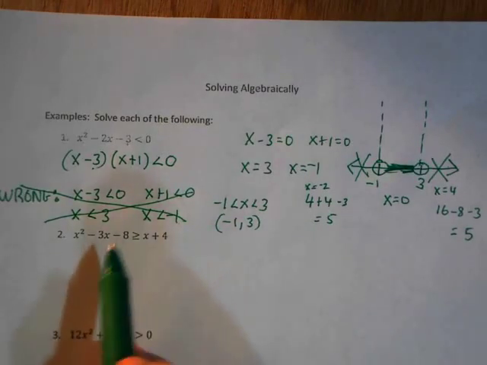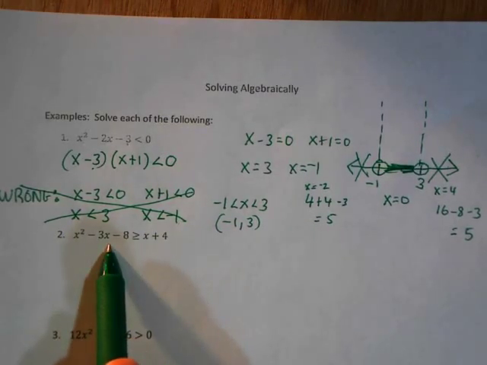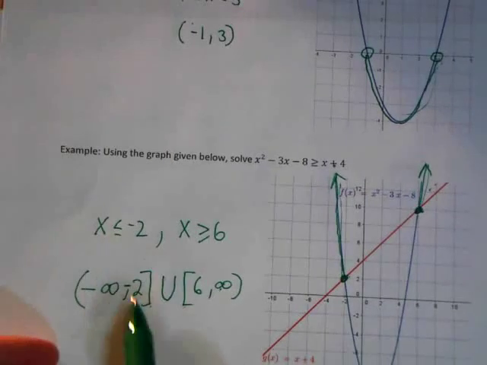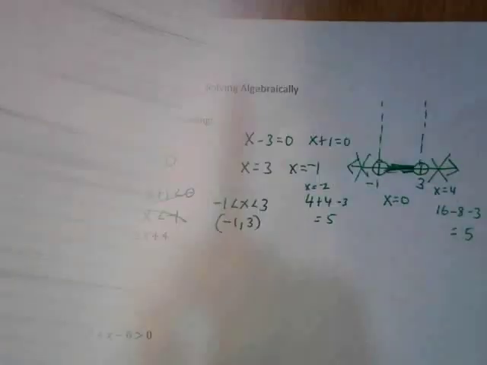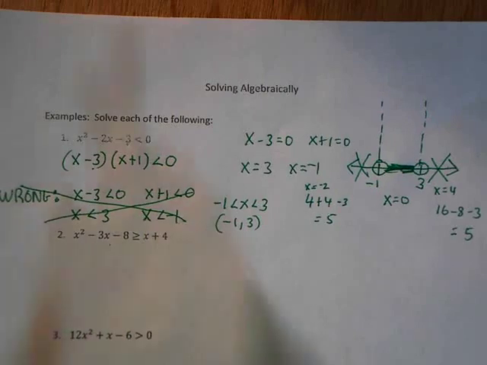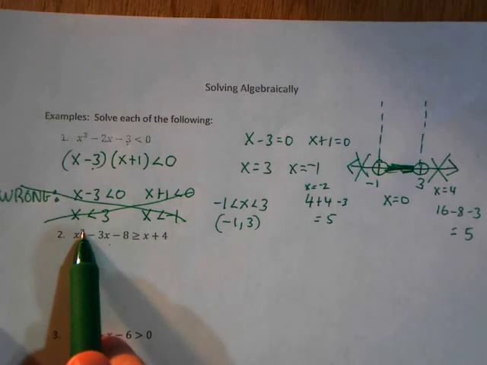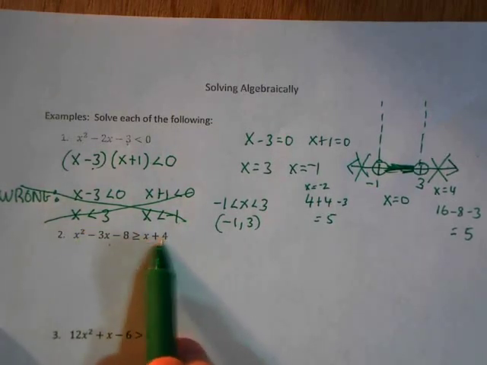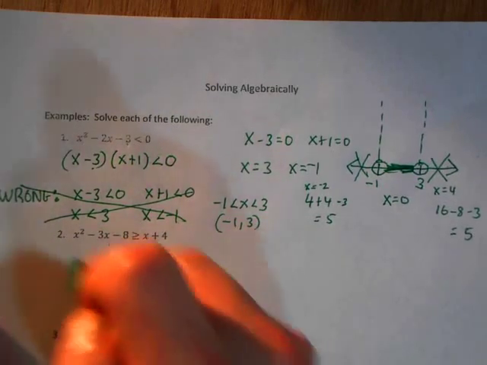Okay, let's try problem number 2 algebraically. Again, we already did it graphically, so we already know the answer. First thing I would tell you is you have an x squared. If you have an x squared, you have to have 0 on one side. So we got to move these over.